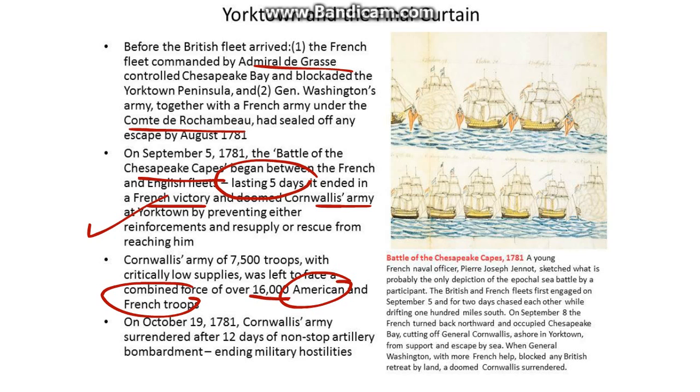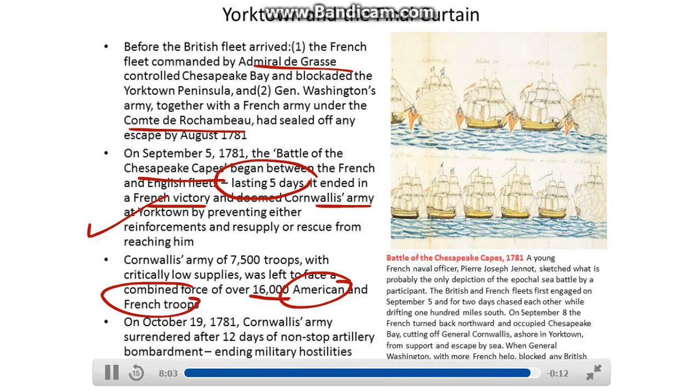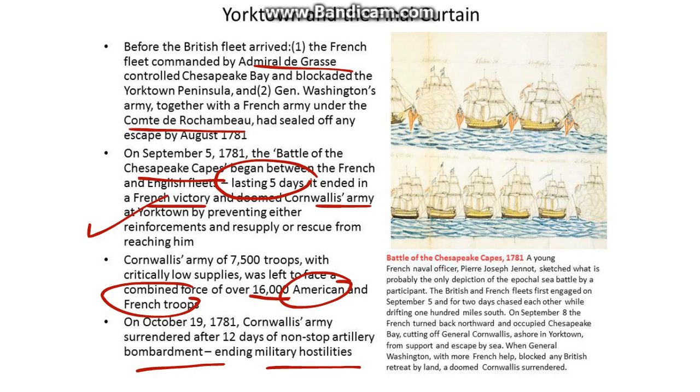On October 19, 1781, Cornwallis's army surrendered after 12 days of non-stop artillery bombardment, ending military hostilities and bringing an end to the American Revolution. We will investigate the Battle of Yorktown and the strategy used there in greater detail in class.